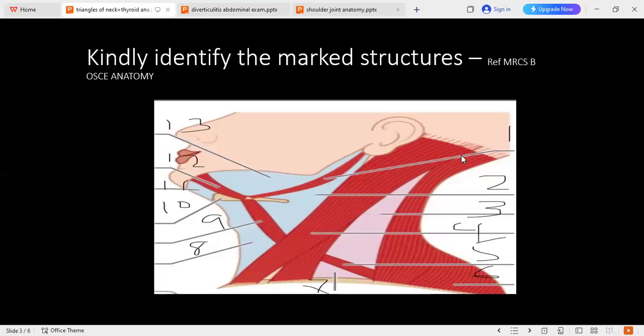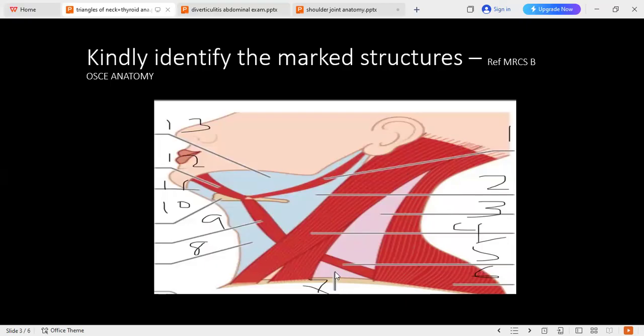Okay, please tell me the boundaries of the posterior triangle. Posterior triangle, anterior line is from posterior border of sternomastoid muscle, and the posterior line is by the anterior border of trapezius, and the base of the triangle is by the clavicle. Yes, very good.